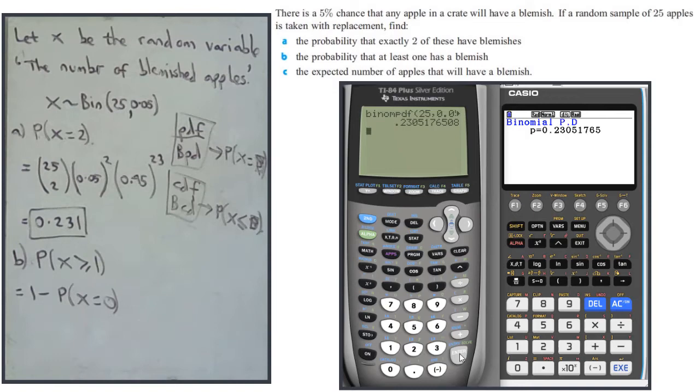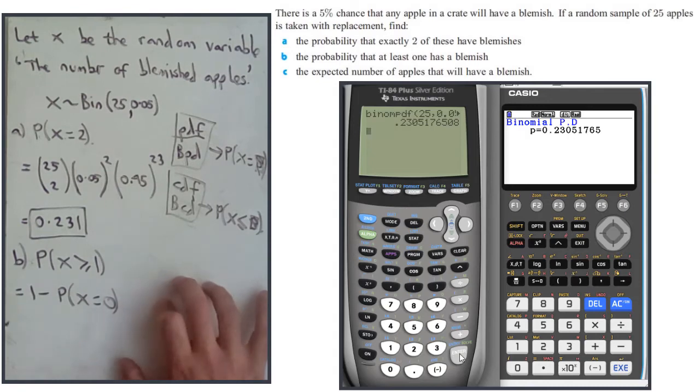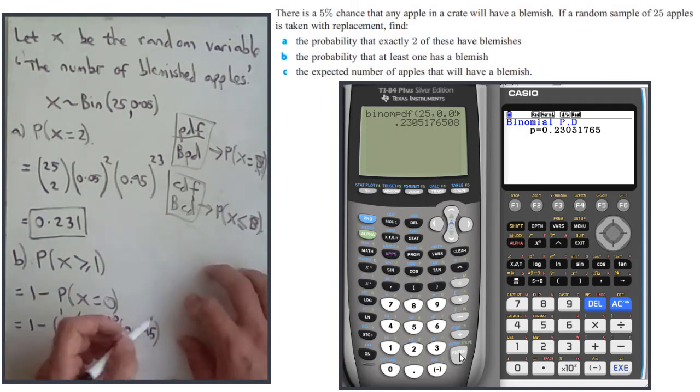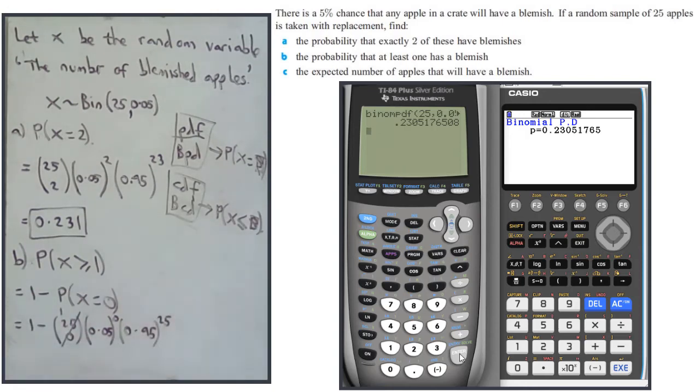So what I can do here, I know that the probability that X is between 1 and 25 is going to be exactly the same as 1 minus the probability X equals 0. So I can now work out the probability X equals 0: 1 minus, if you think X equals 0, well, it would be 25C0, which you should know is just 1, times no blemished apples, so 0.05 to the power 0 and 0.95, all 25 apples would be unblemished. So it's basically 1 minus 0.95 to the power of 25.